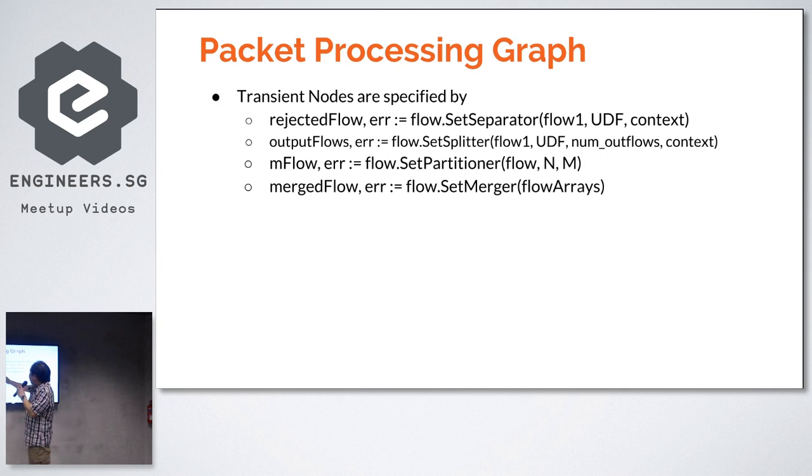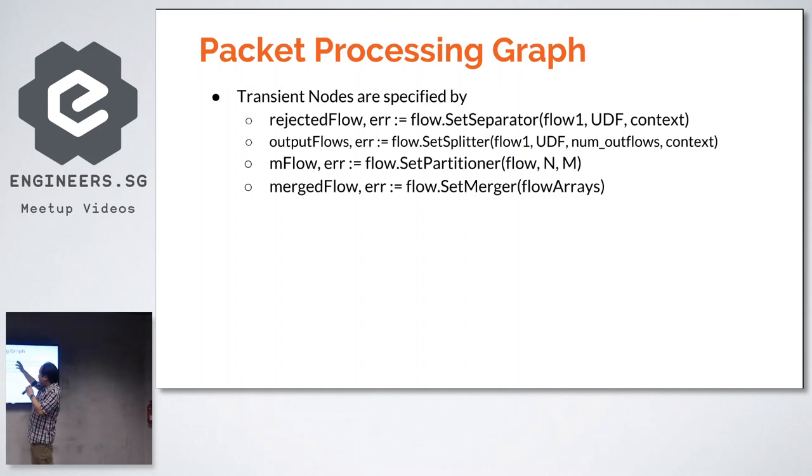And finally, we have a partitioner with n and m. What this means is, let's say I set n equals 2, m equals 8. When this one receives the first packets, if n equals 2, the first 2 packets will remain in the main flow. The next 8 packets will go to the m flow.